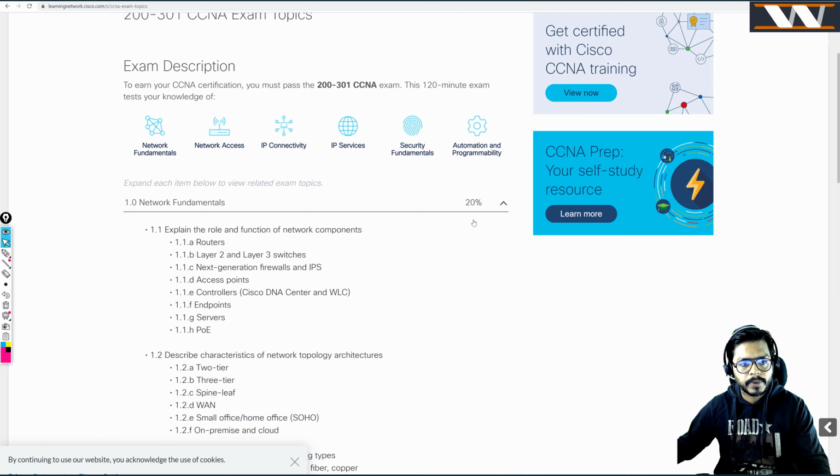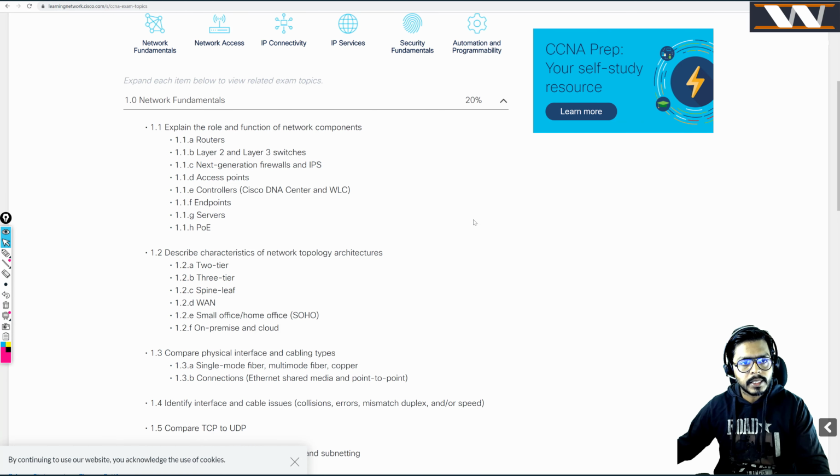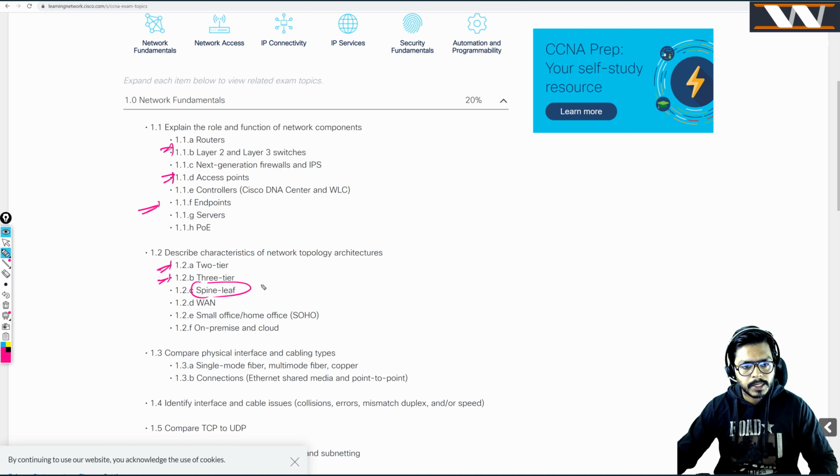For example, if I open network fundamentals, you can see we have talked about a few of the things like routers, switches, right? Endpoints, servers, access points, everything, right? Two-tier architecture, three-tier architecture. But yes, I haven't talked about spine and leaf, and that is fine. If I leave some concepts for you, and believe me, if you just Google around it, you will be reading about spine and leaf like any other article, because now you have fundamental knowledge, right?